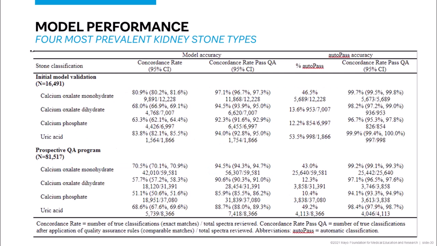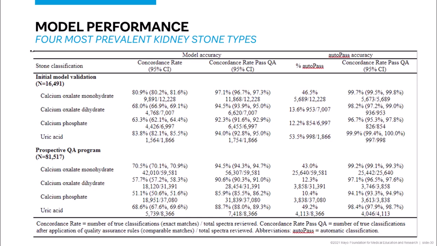So while we have statistics pertaining to a lot of different kidney stone types, I wanted to focus on the 4 most prevalent kidney stone types for this presentation. These types are calcium oxalate monohydrate, calcium oxalate dihydrate, calcium phosphate, also known as hydroxyapatite, and uric acid.